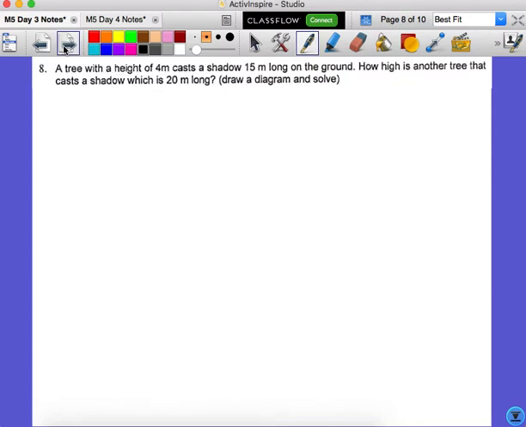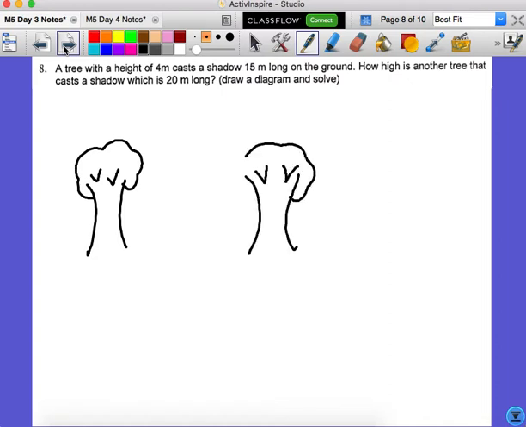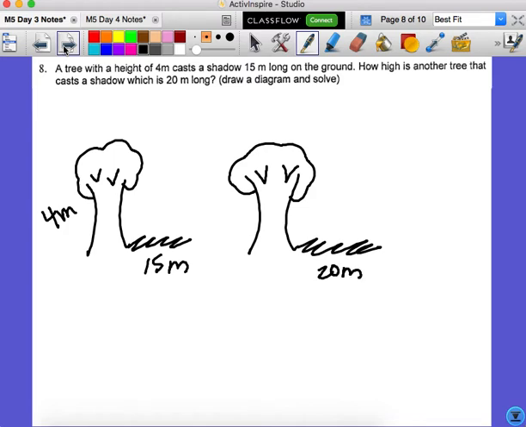2 more to go. A tree has a height of 4 meters and a shadow of 15. How high is another tree with a shadow of 20? Again, draw your picture, come back and check your final answer. So we've got one tree and another. We've got one that has a shadow of 15 and one that has a shadow of 20. So automatically I should know that this tree is going to be taller because its shadow is bigger.